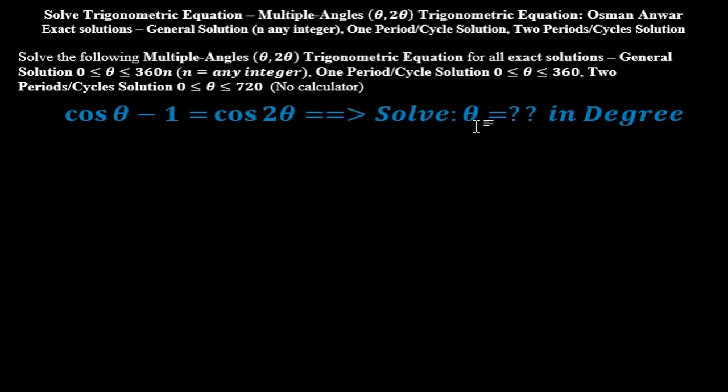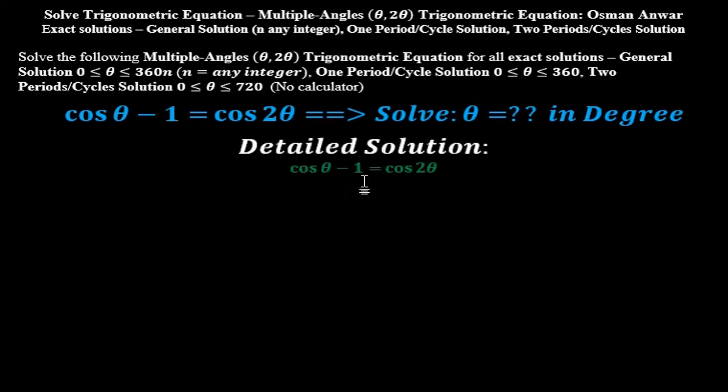We're going to solve for theta in degrees. Notice the two angles, theta and 2 theta. Those are the two angles. So here is the detailed solution. So cosine theta minus 1 equals cosine 2 theta.